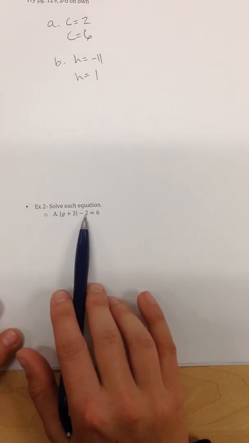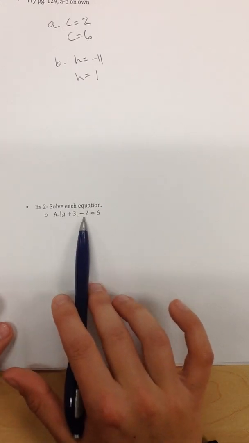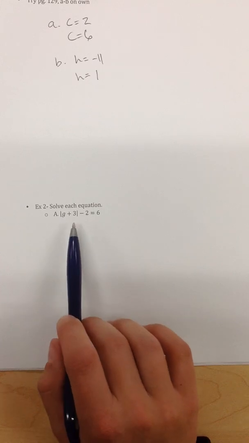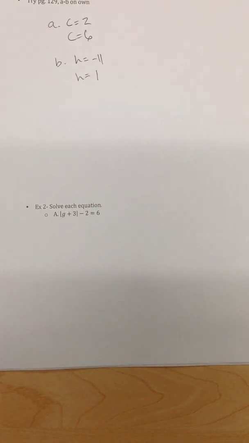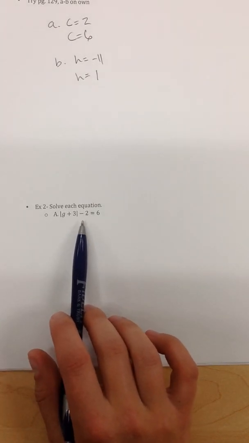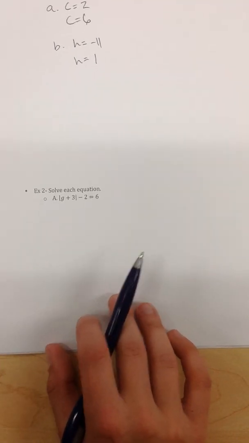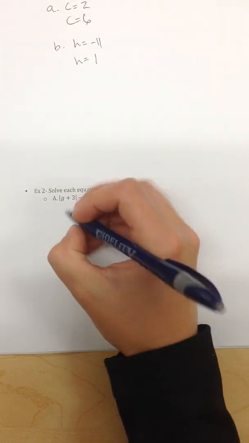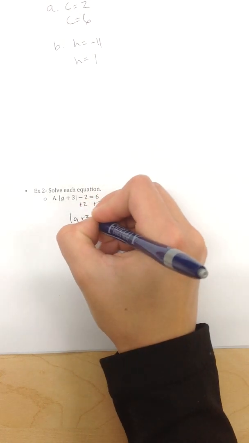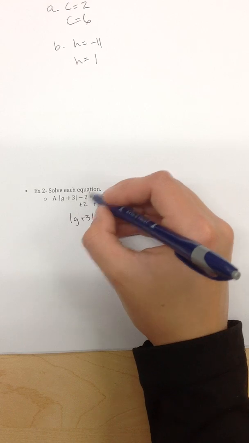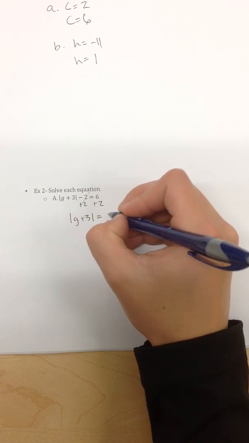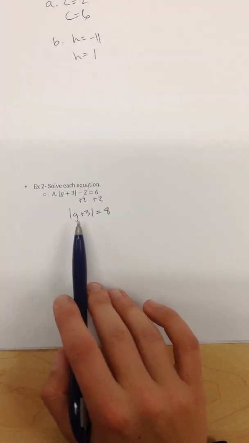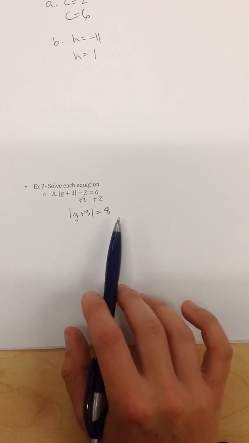So we've got -2. We want to take care of that before we split into the two equations, because splitting into the two equations basically takes care of that absolute value. So before we can do that, we have to take care of this -2. To get rid of subtract 2, I'm going to add 2 to each side. So then I'll have absolute value of g plus 3 is equal to, and then that goes away, so 6 plus 2 is 8. Now I've got it down to just absolute value of something is equal to a number.